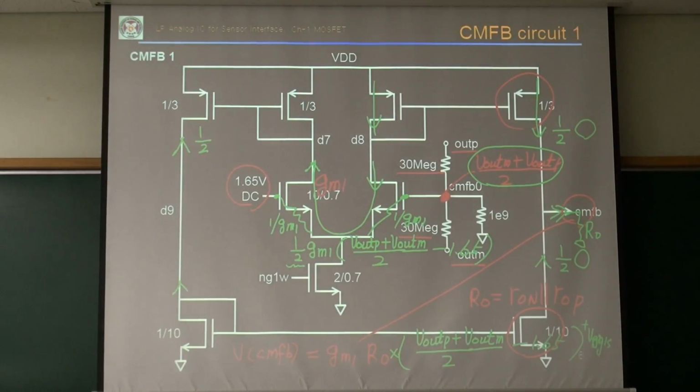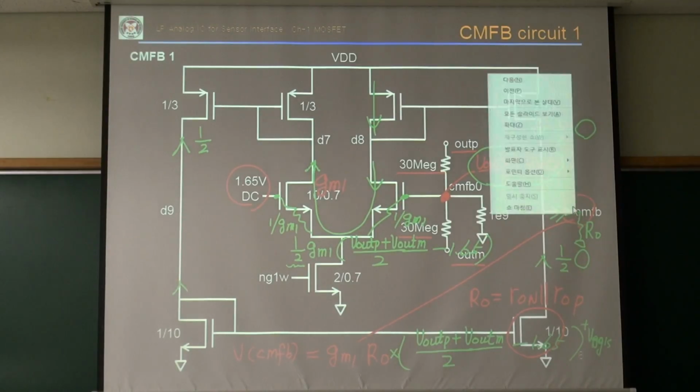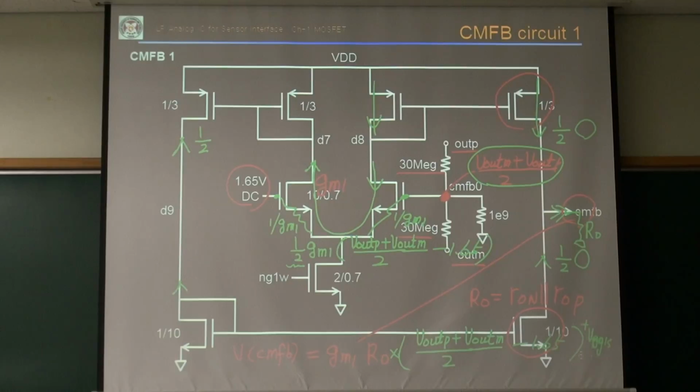So actually, we don't see it here, but this one will automatically generate by the negative feedback circuit. I just put this node voltage to that gate node. So there is some DC offset, which is VNG1S. So it will be automatically fit. Okay.